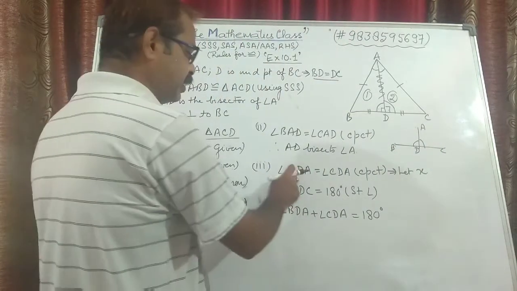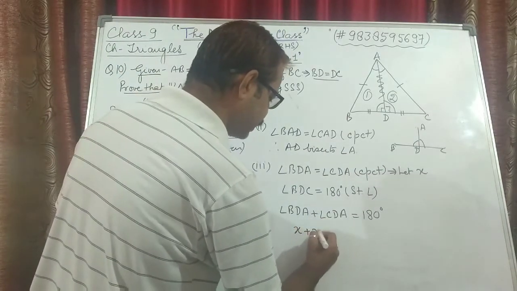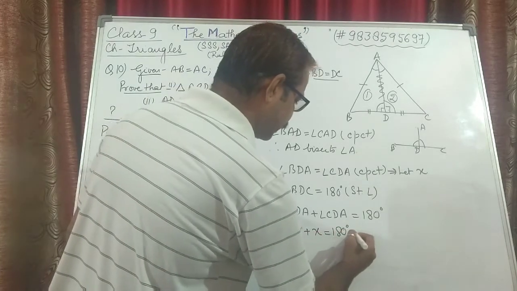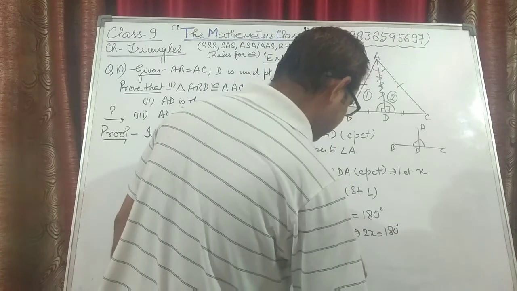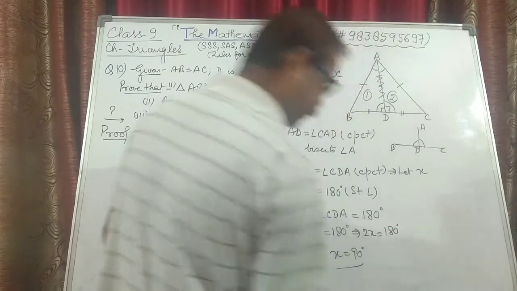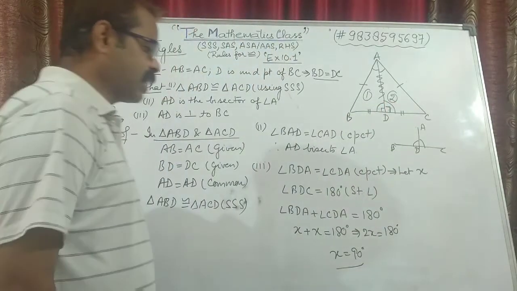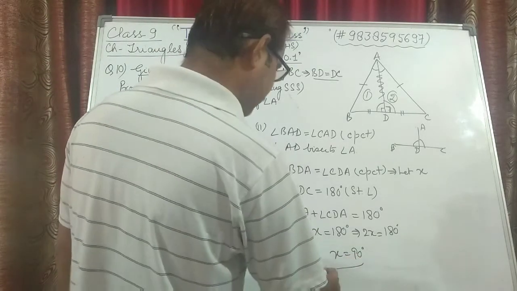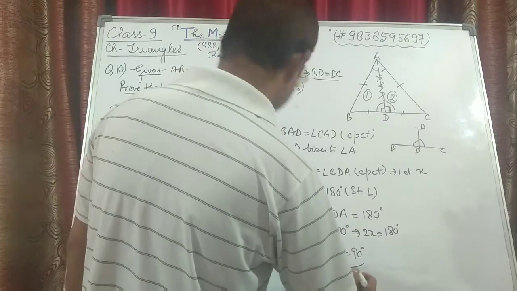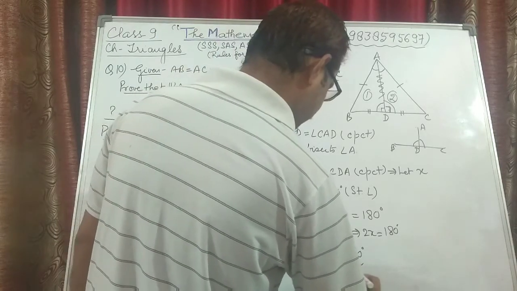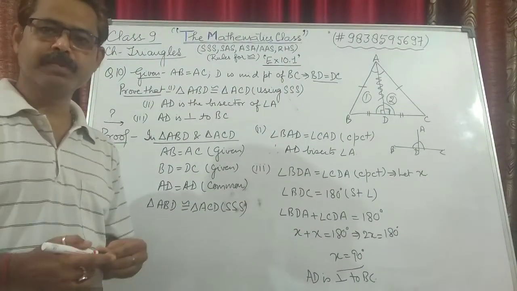But since we know that these two angles are equal and we have taken them as x, so x plus x is equal to 180, which implies that 2x is equal to 180, which implies that x is equal to 90 degrees. This angle is 90 as well as this angle is 90. If these angles are 90, we can say that therefore AD is perpendicular to BC. That is the proof. I hope you must have understood this.